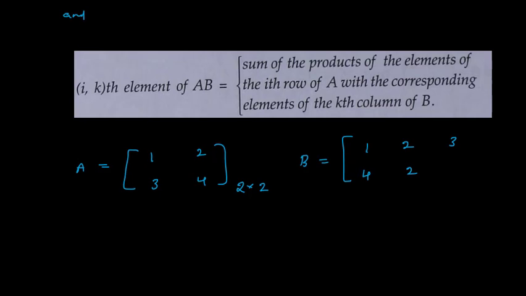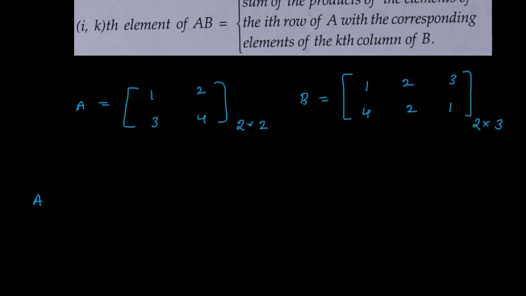Say I have a matrix A like 1 2, 3 4. Okay, so here the order is 2 cross 2. Now it can be multiplied by another matrix B if its number of rows is 2. So let us take it as 1 2 3 and 4 2 1. This is 2 cross 3. So A cross B is possible.